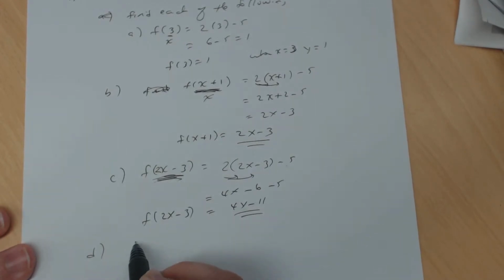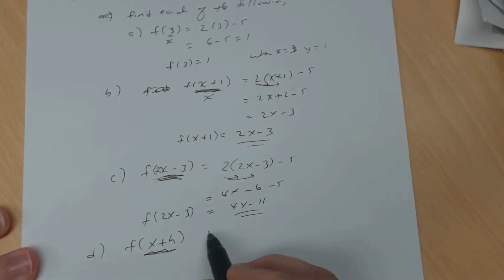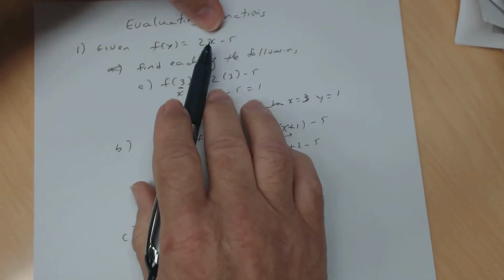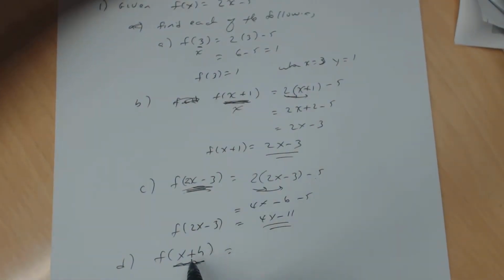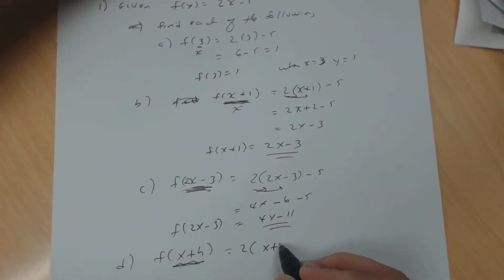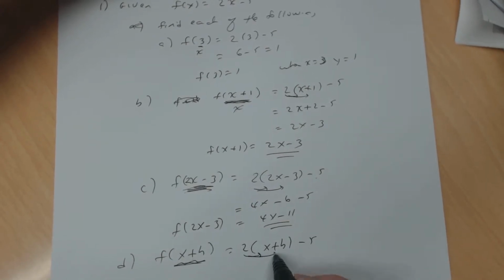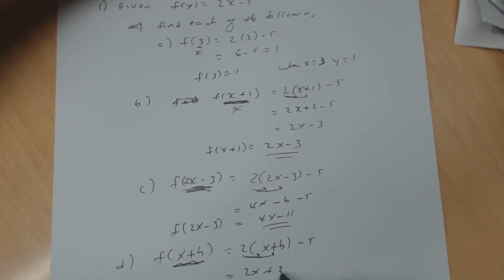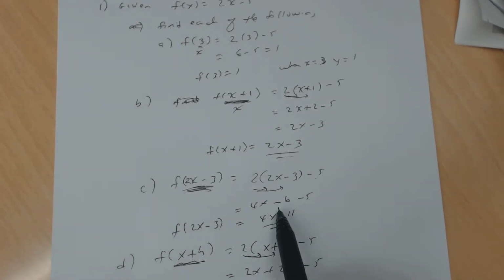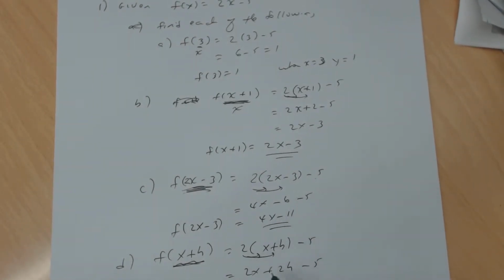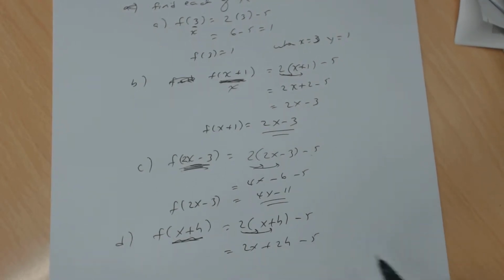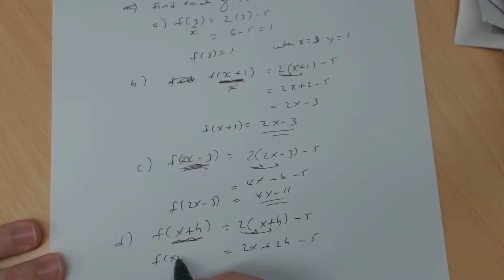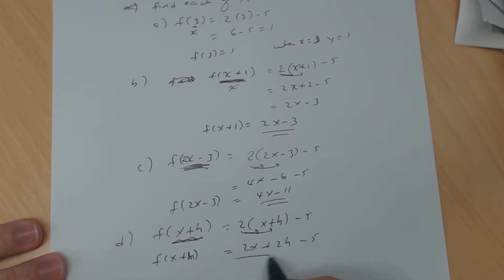Okay, what if I had f of x plus h? Again, where we see the variable x, I'm going to plug in x plus h. If you need to, underline this, that's what you're going to plug into x. So I get 2 times x plus h minus 5, remember x becomes x plus h, and then distribute, I get 2x plus 2h minus 5. In the previous problem, I could combine like terms. Here, there are no like terms, so there's nothing else you can do. So f of x plus h equals this.